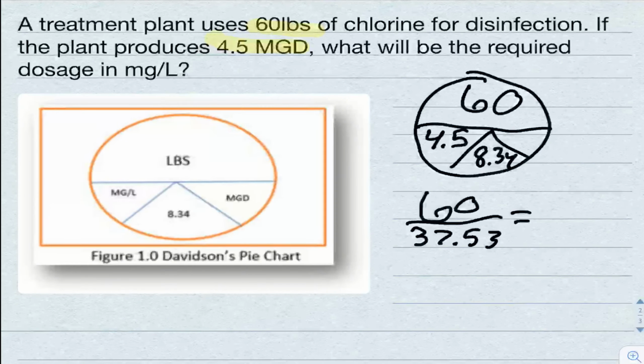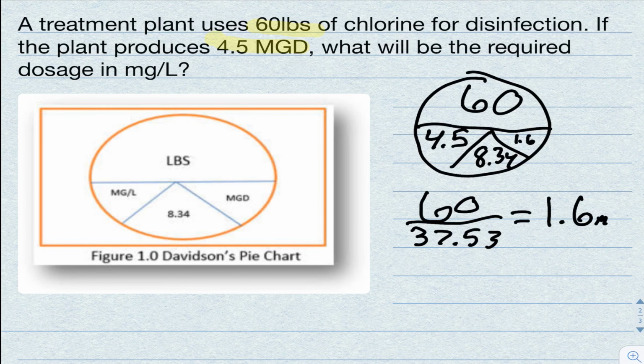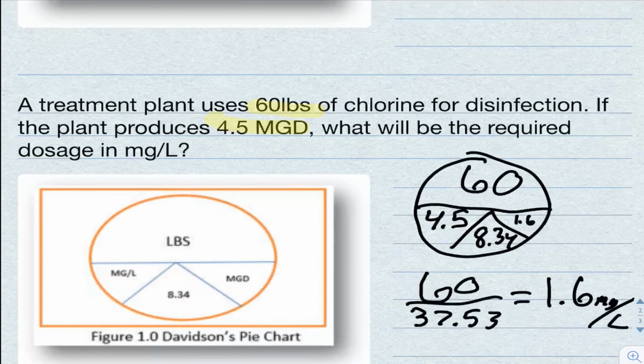Now 60 divided by 37.53 is 1.6. Or excuse me, that is our milligrams per liter. And that goes here. And that finishes our chart. There's really not that many steps. As long as you can get the steps done right, you should be alright.